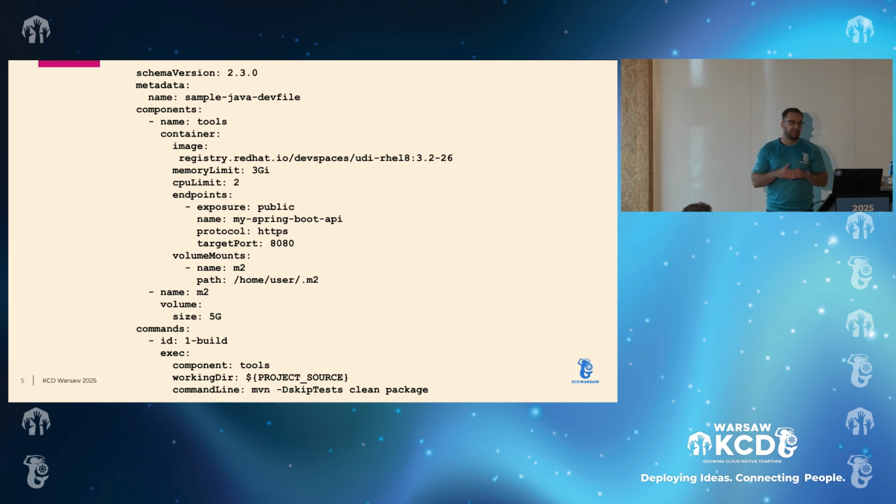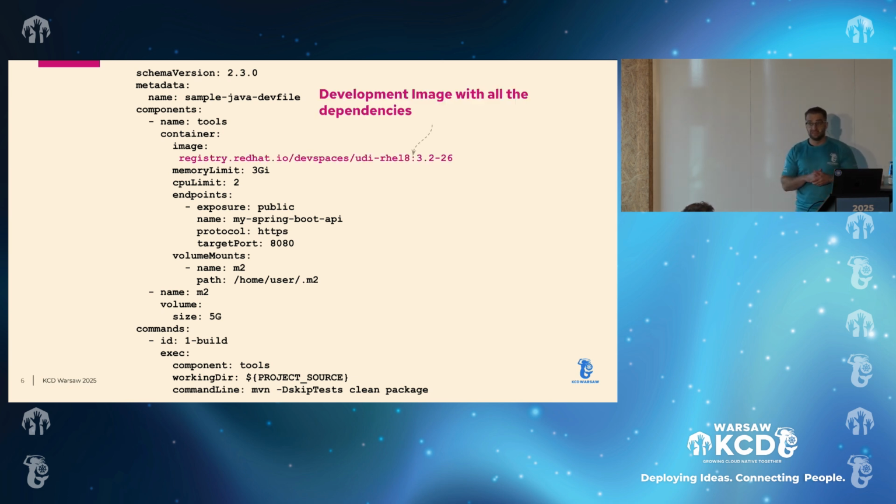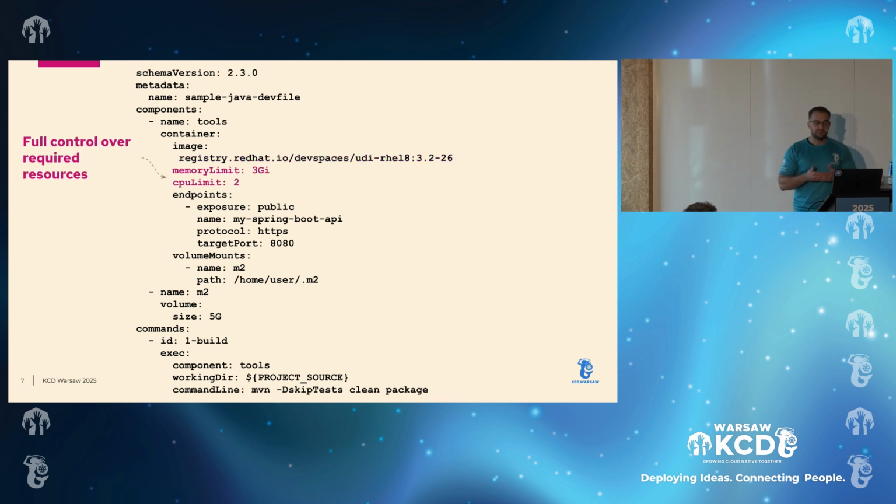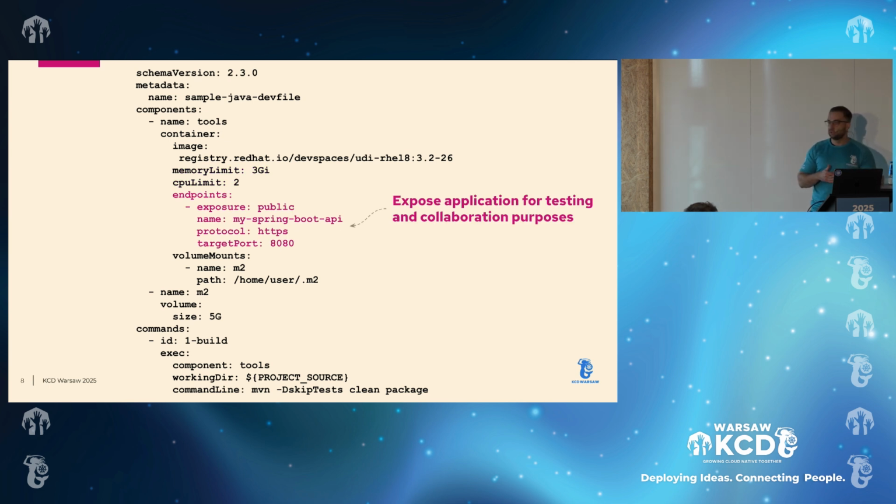So here's an example of a Devfile. What we have here, first of all, is a development image with all the dependencies. It could be multiple images that boil down to multiple containers. You could have development images for tooling and another container for a database, let's say. You have full control over required resources like memory limit, CPU limit, GPU limit that are now very popular for AI workloads. You can expose the application for testing and collaboration purposes through routes and endpoints.